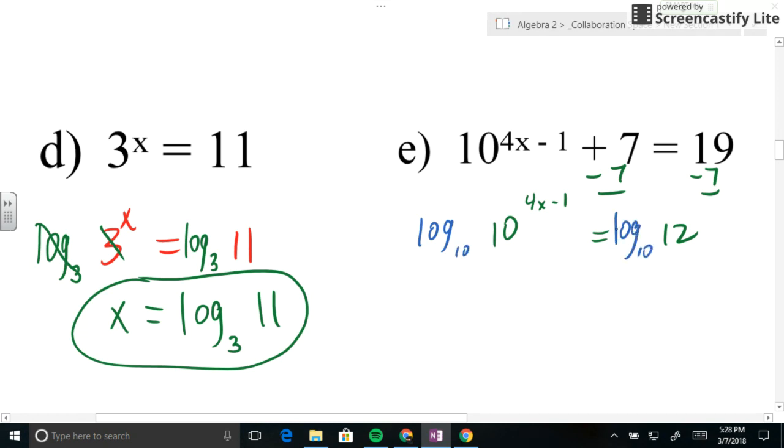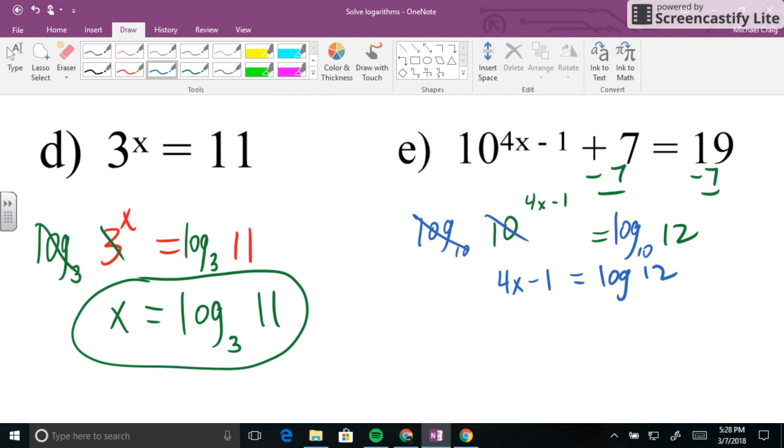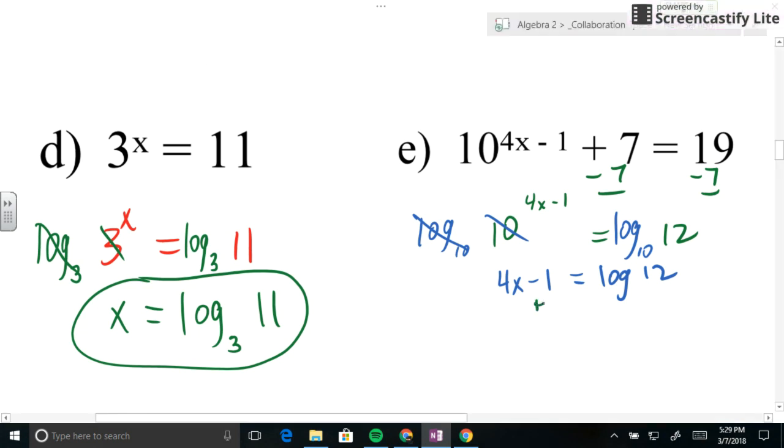And if you remember, we don't actually have to write the log base 10. You can just write log because that means the same thing. So the log base 10 and the 10 will cancel out. We will get 4x minus 1 equals, instead of writing a log base 10, I'm just going to write log of 12, because you assume there's a base 10. We don't have the x by itself yet, so we must add 1 to both sides.